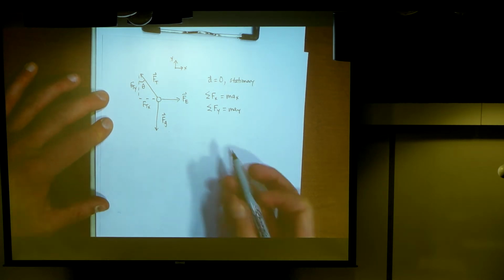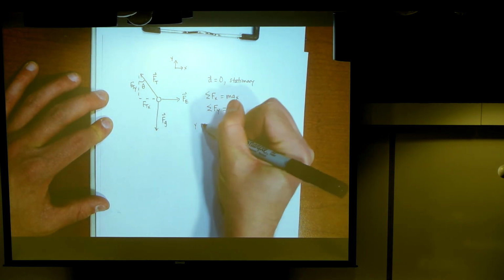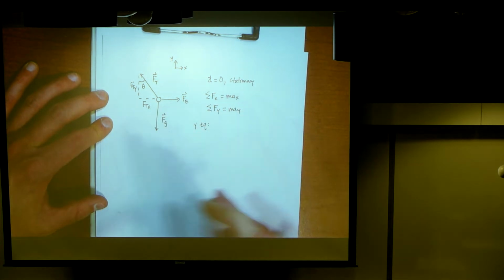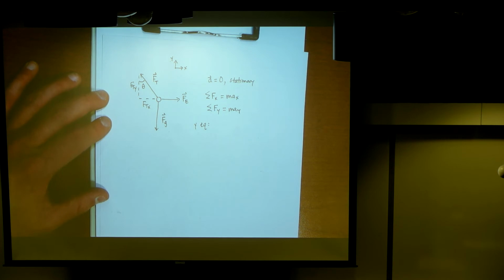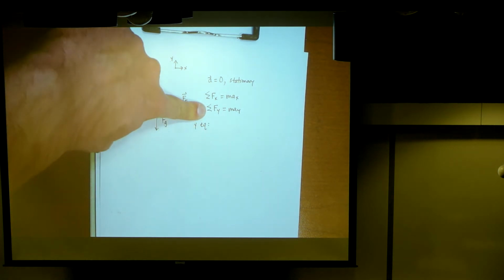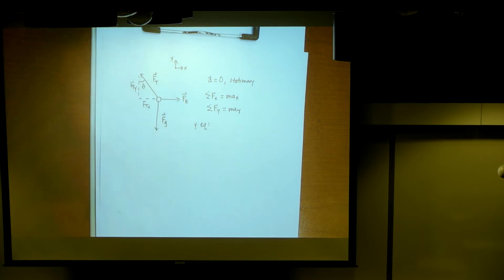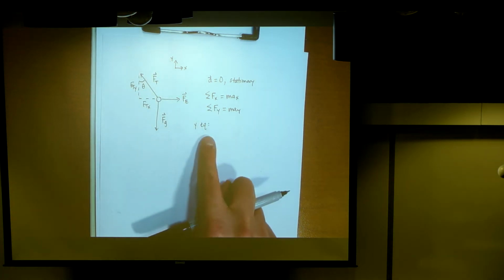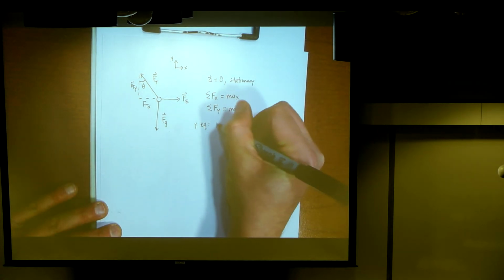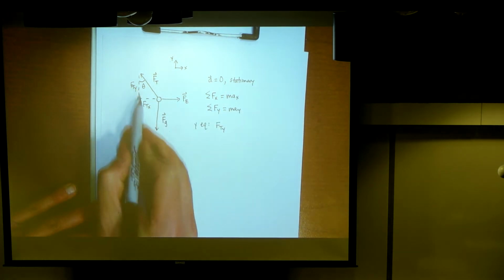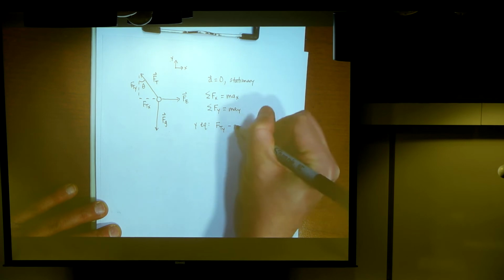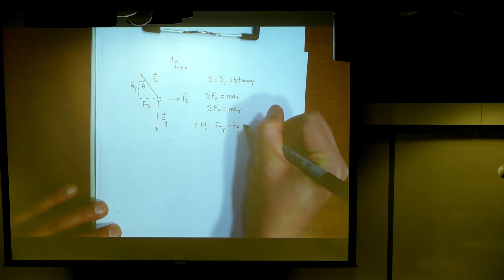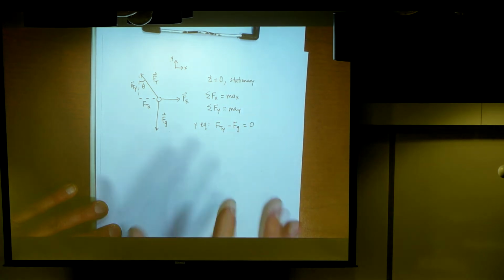How about I take my y equation first? Doesn't matter which one you do, but let's start with y. What are the sum of the forces in the y direction? Ty and Fg. So you have Fty, which is the positive y direction, minus Fg, and then that should equal 0 because we're stationary.